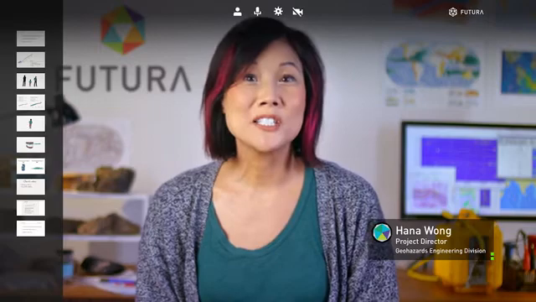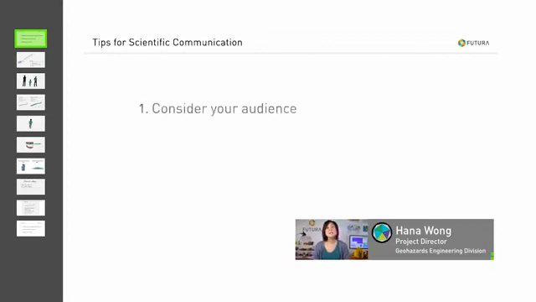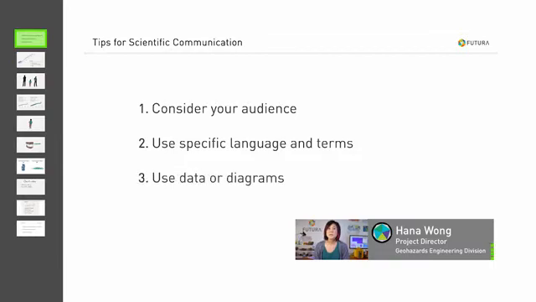Today, I want to talk to you about scientific communication. You probably already talk or write differently, depending on the audience you're interacting with. There are three important things to think about. 1. Consider your audience. 2. Use specific language and terms. And 3. Use data or diagrams to help you better understand.